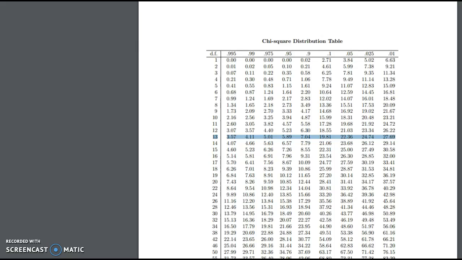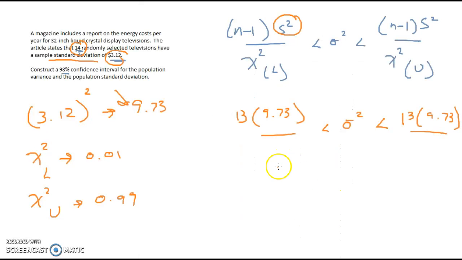So let's plug those things in. The one value is 4.11, and the other one was, what was this again? It was 27.69, something like that. Then whip out your calculator and figure this out. Somewhere in between, it's going to be 4.57, and the other value is going to be 30.78. So that is our confidence interval for the population variance. That's this part right here.